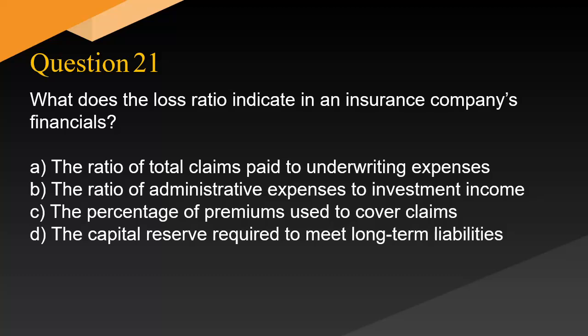What does the loss ratio indicate in an insurance company's financials? A. The ratio of total claims paid to underwriting expenses. B. The ratio of administrative expenses to investment income. C. The percentage of premiums used to cover claims. D. The capital reserve required to meet long-term liabilities.